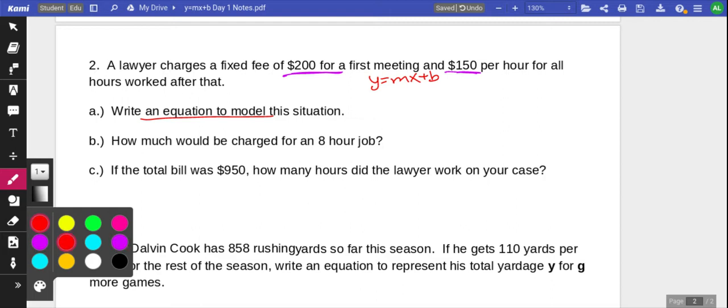So if we put that in the context of y equals mx plus b, y is going to be total cost, equals mx. So m, that's my rate. The rate is that $150 per hour, so I'm going to say 150x. And x is the number of hours. You don't need to put this, but it helps me keep everything in context of what this all means. Plus b, that's the starting value, so plus 200. All right, so that is my equation: y equals 150x plus 200.